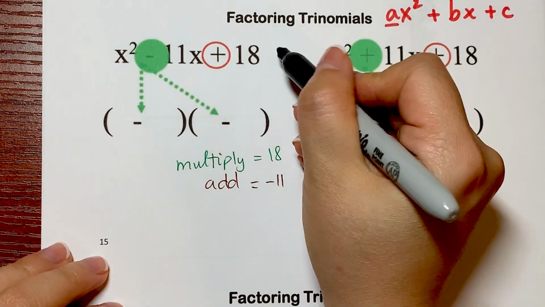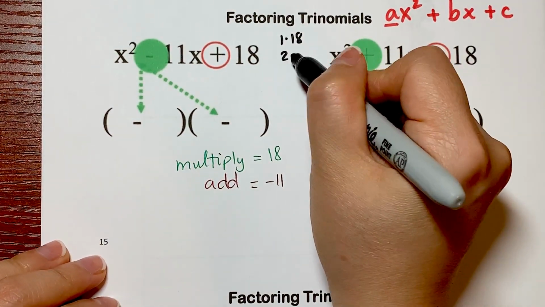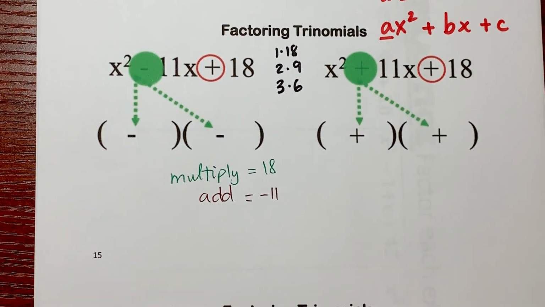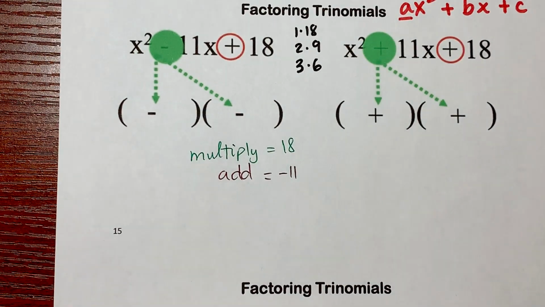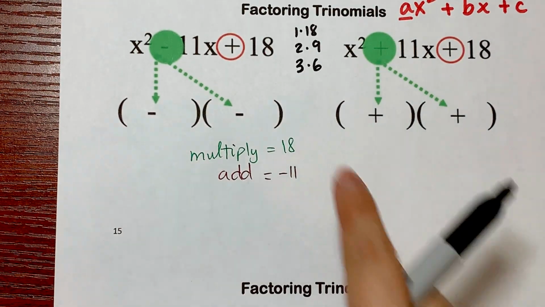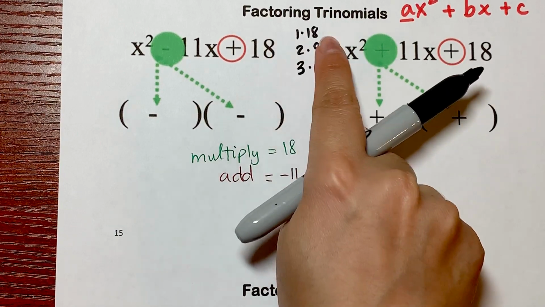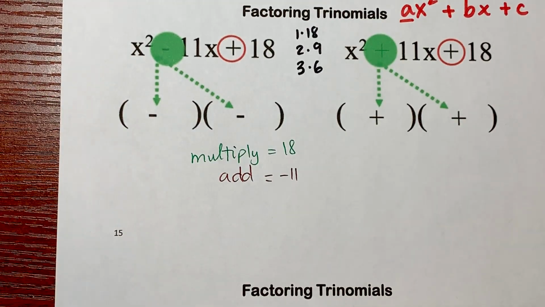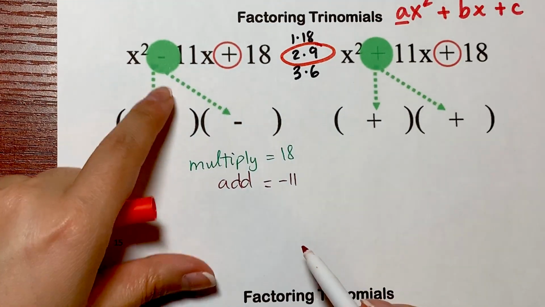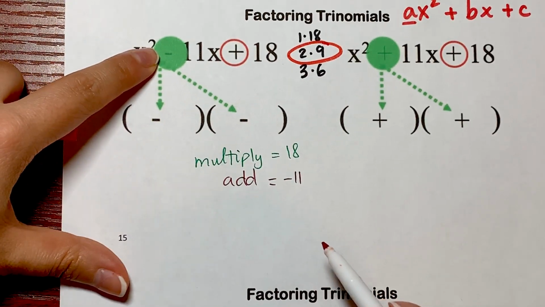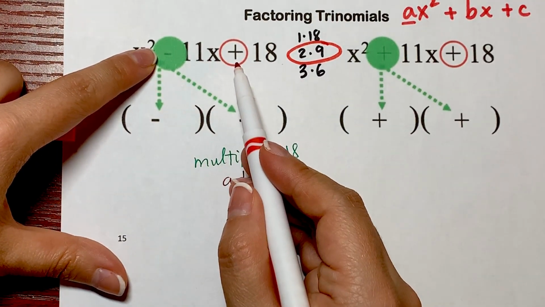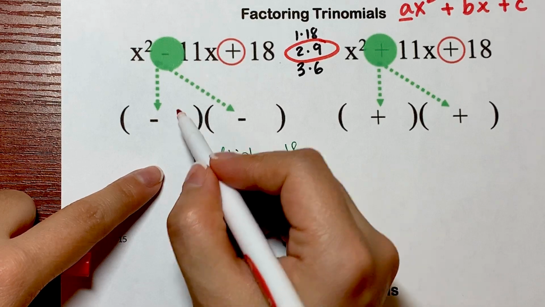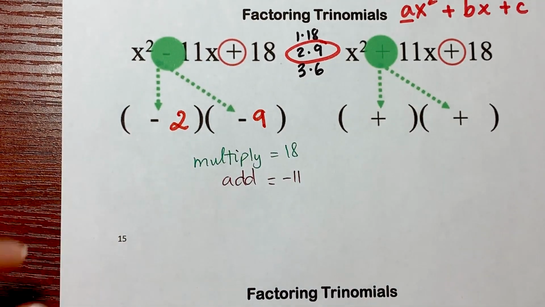Right, so we're going to have 1 times 18, 2 times 9, 3 times 6, and the next one will be 6 times 3, but that will be a repeat, right? So we're going to stop here and we're going to check, okay, which pair is going to give me 11 when I add. Okay, so it's going to be 2 and 9, but because they add to give you a negative, but they multiply to give you a positive, they both have the same sign, which is negative right here, and we're going to put the two numbers right here, 2 and 9.